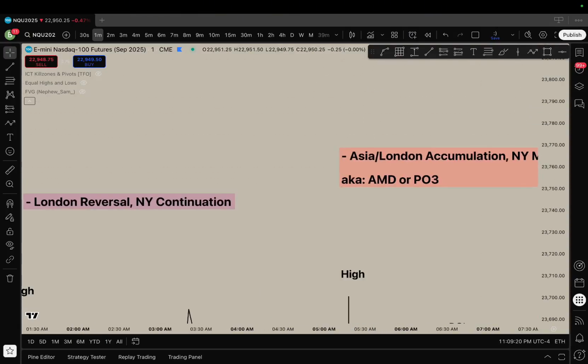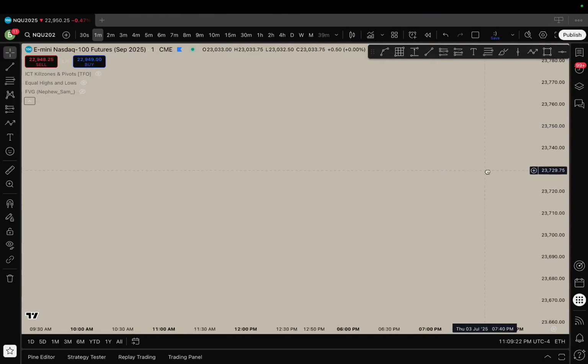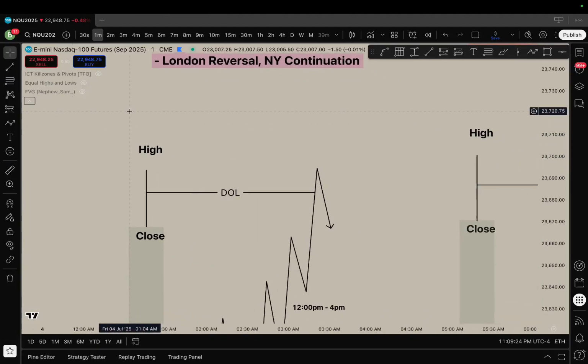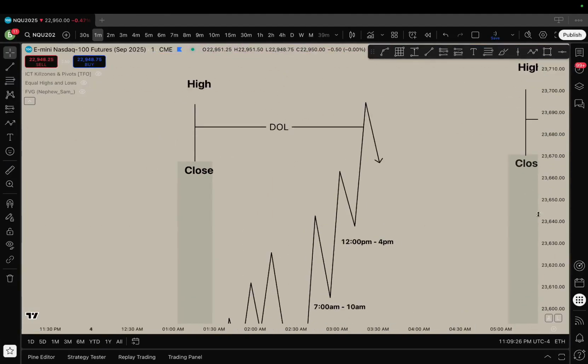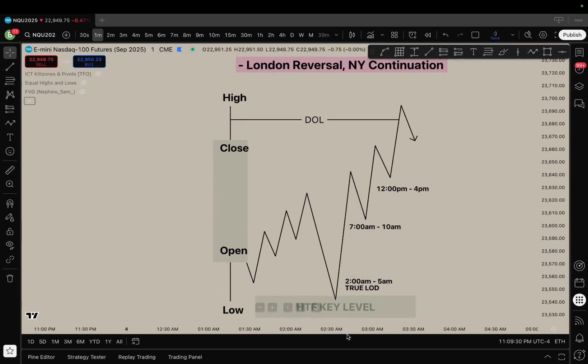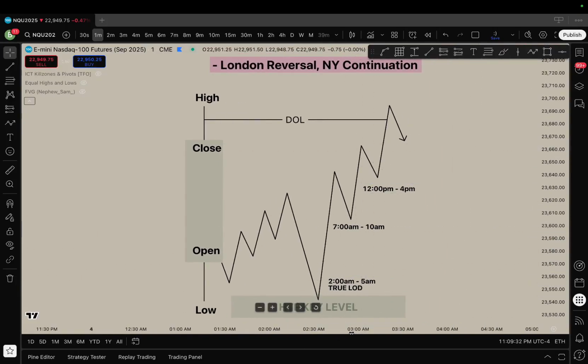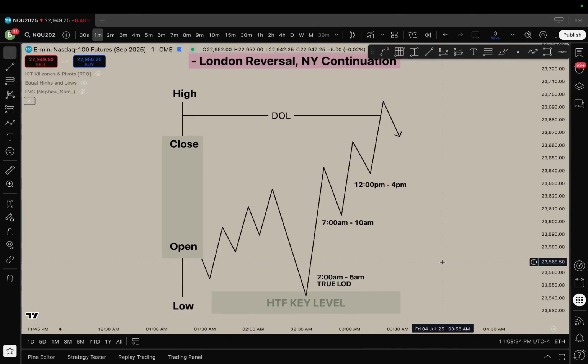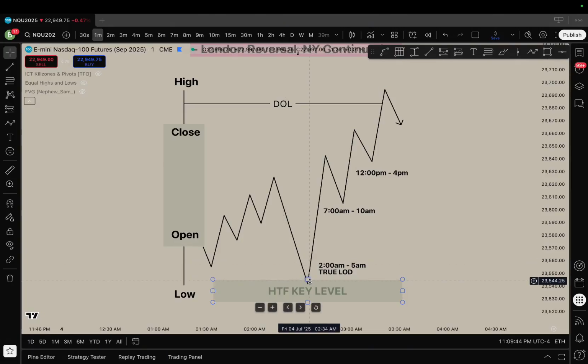All right, so let's first start with London reversal, New York continuation. The classic buy day. Okay, so this is your classic buy day. It is a London reversal, a New York continuation. So what this means is we will have price opening, trading below our true day open, and once we trade below true day open, we will hit a higher time frame key level.